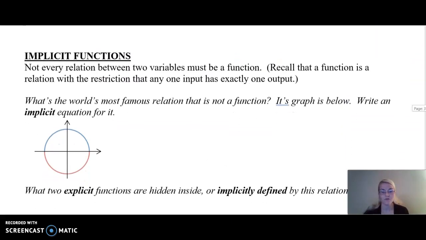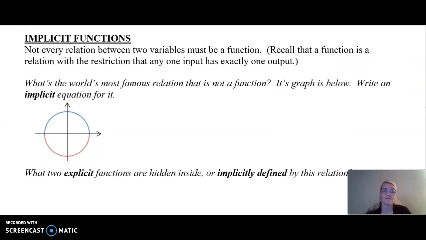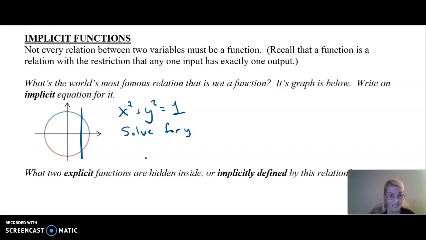But what I'd like to finish off with now is talking about implicitly defined functions. So, what's the world's most famous relation that's not a function? It's our unit circle, x squared plus y squared equals 1. Its graph is shown below. So this relation is not a function because if you draw a vertical line, it intersects it twice, right? And what is a function? A function is a relation with the restriction that any one x value, one input, has exactly one output. And in this case, there's a positive output and a negative output.